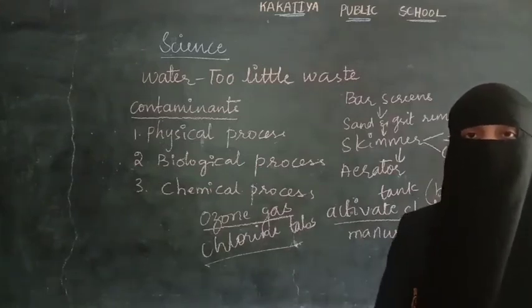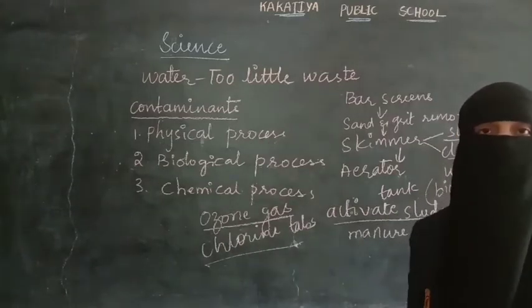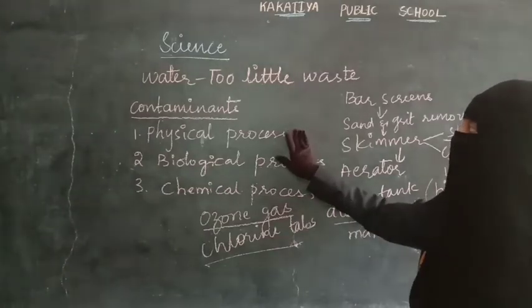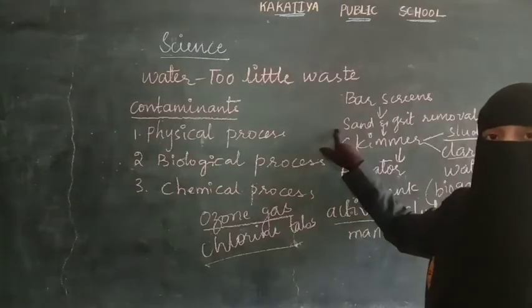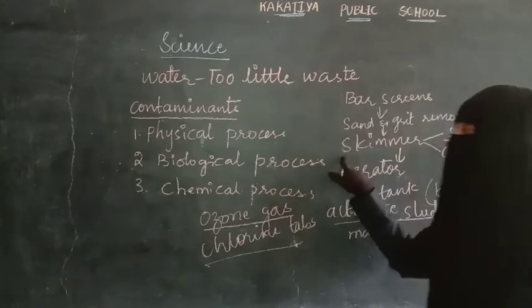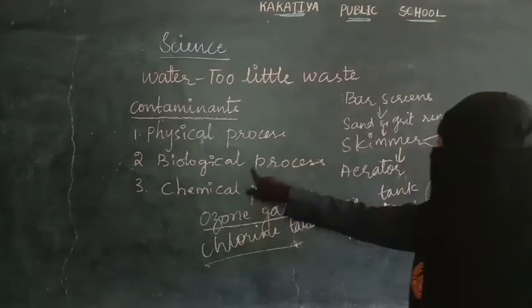After disinfection, in this way, we can see all three processes have taken place. First, the physical process, that is bar screens, the sand removal tank, and then the skimmer. All these remove physical impurities. Then the biological process, that is what?